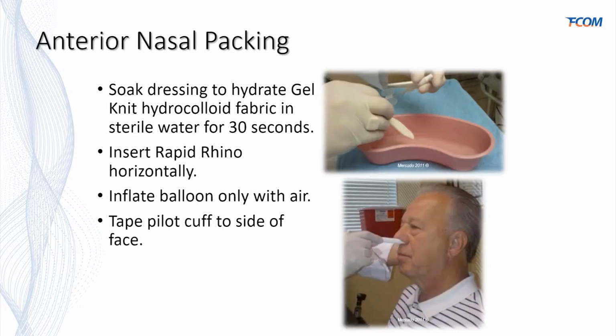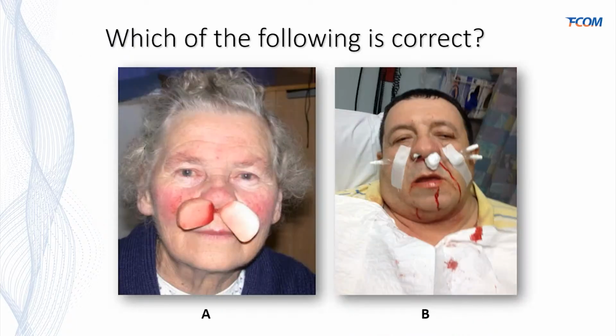How do we use this? We activate it by soaking it in sterile saline for 30 seconds. Again, we insert horizontally and we inflate the balloons with air. We wait a few minutes to make sure that no additional congestion has resulted, allowing for rebleeding, as we may have to reinflate. The image to your left is a patient that was improperly packed.